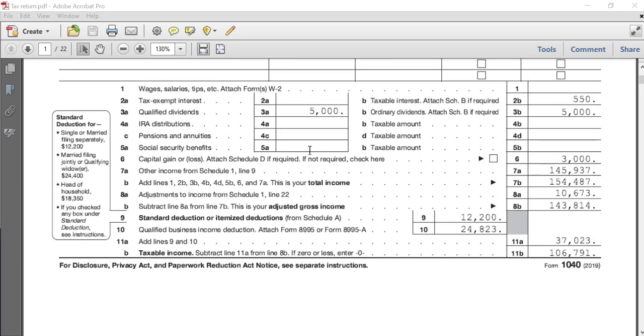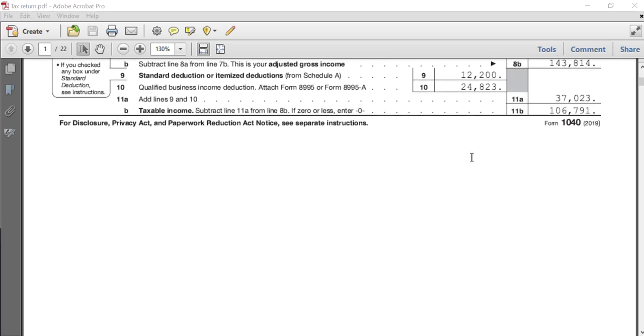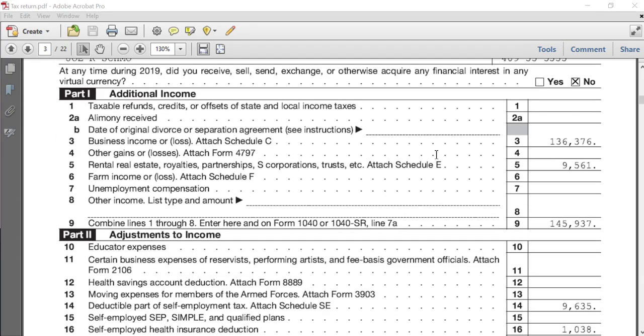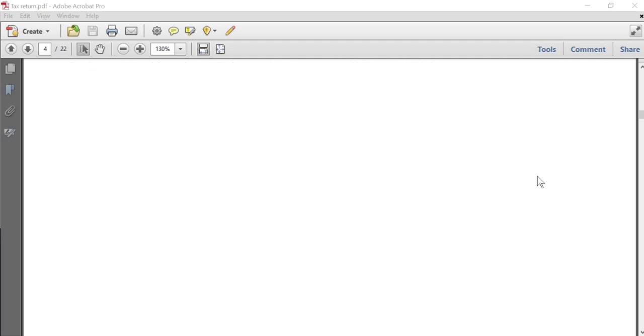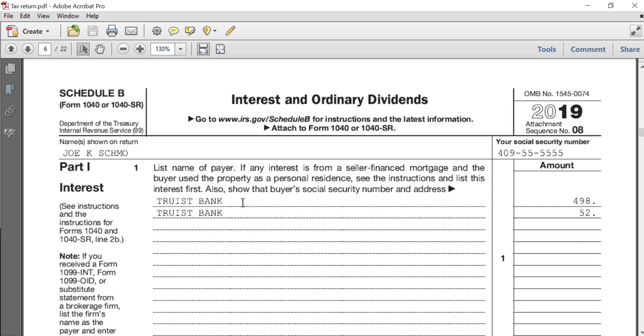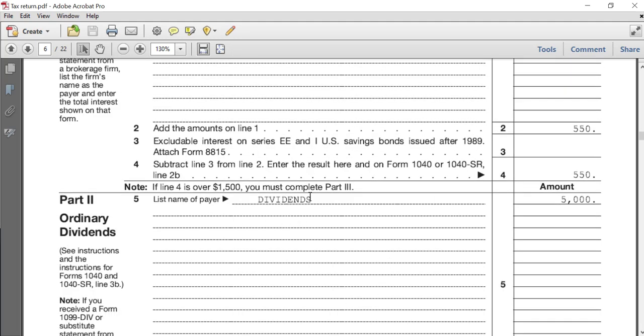The first thing he has is interest and dividends. So these are input on Schedule B. Schedule B is past all these schedules, past Schedule 1, 2, and 3, and we're right here. Schedule B shows the interest income at the top and then the dividend income.